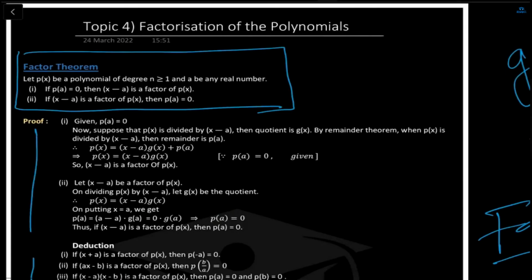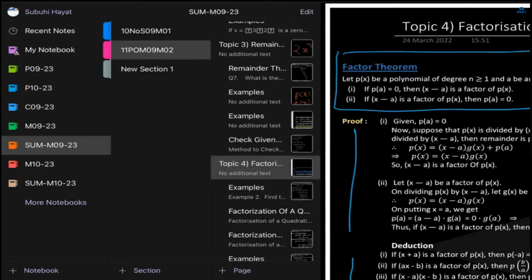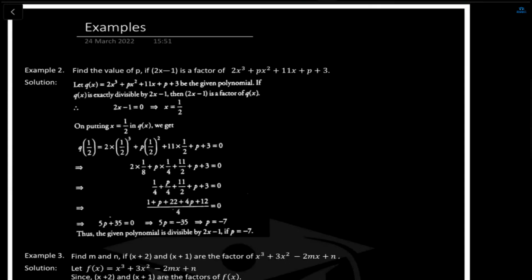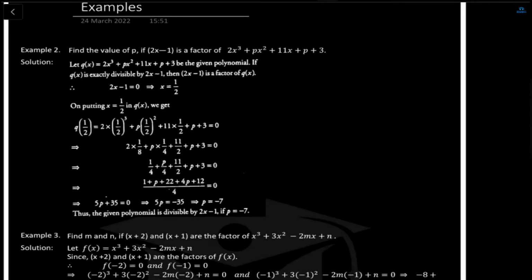Let's see some more problems based on this. Now question, example number 2. Find the value of p if 2x minus 1 is a factor of this. Now everybody try to do this question.